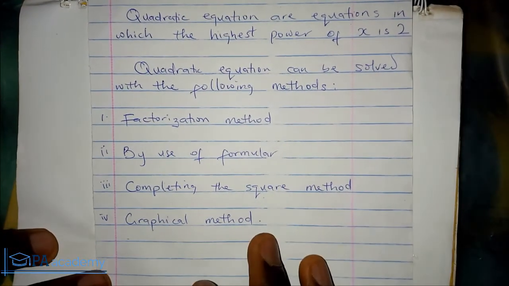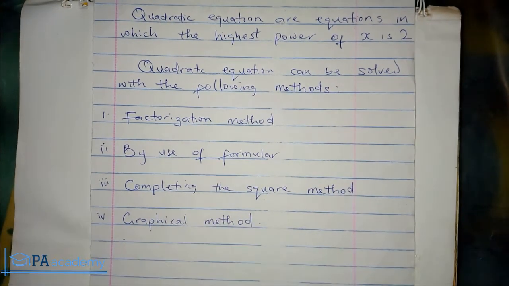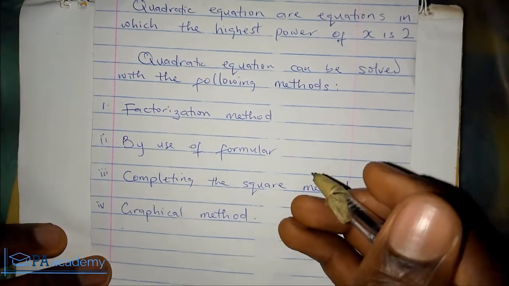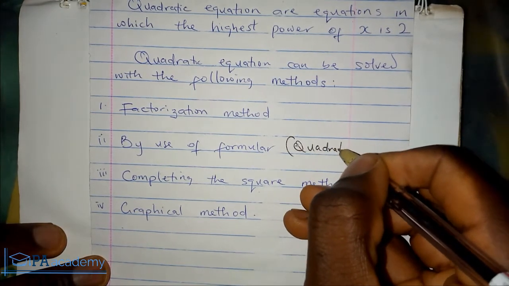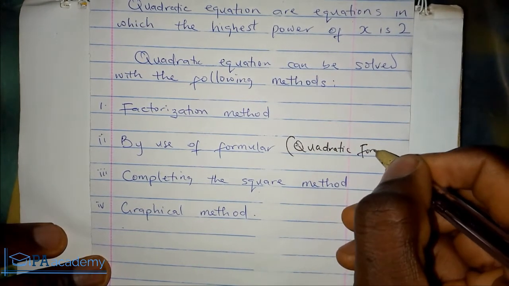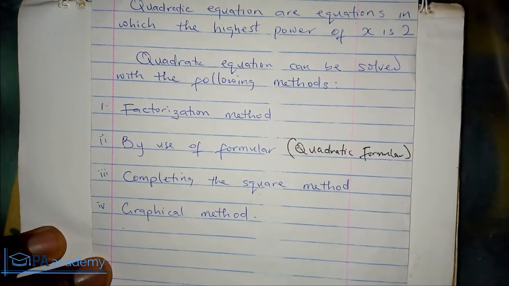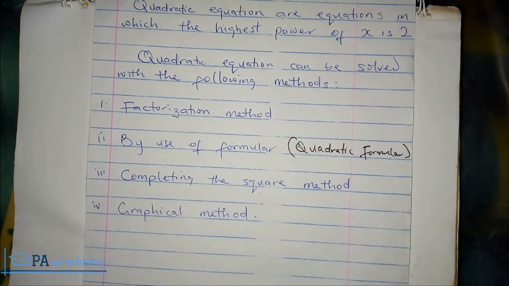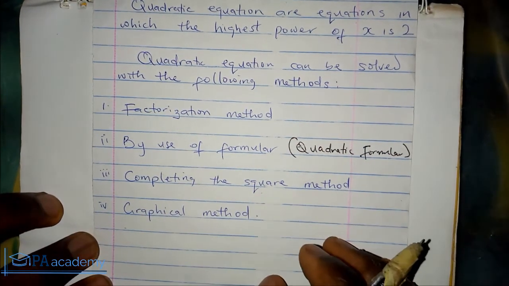Like I said earlier, there are four methods of solving quadratic equations. The first one is the factorization method. Then the use of formula, which we can also call the quadratic formula. Although some call it the almighty formula, there's nothing mighty about the formula. In a subsequent video, I'm going to be showing you how to derive the quadratic formula. We also have the completing the square method, and we have the graphical method.